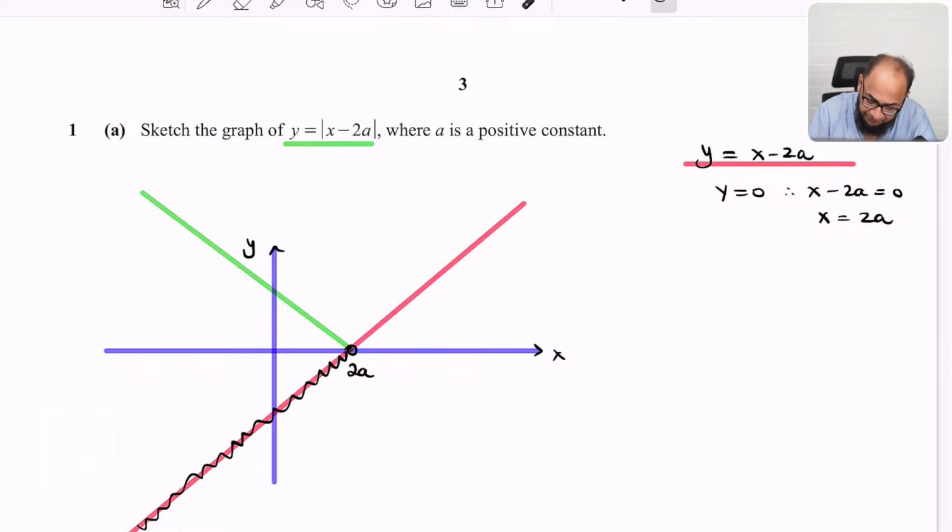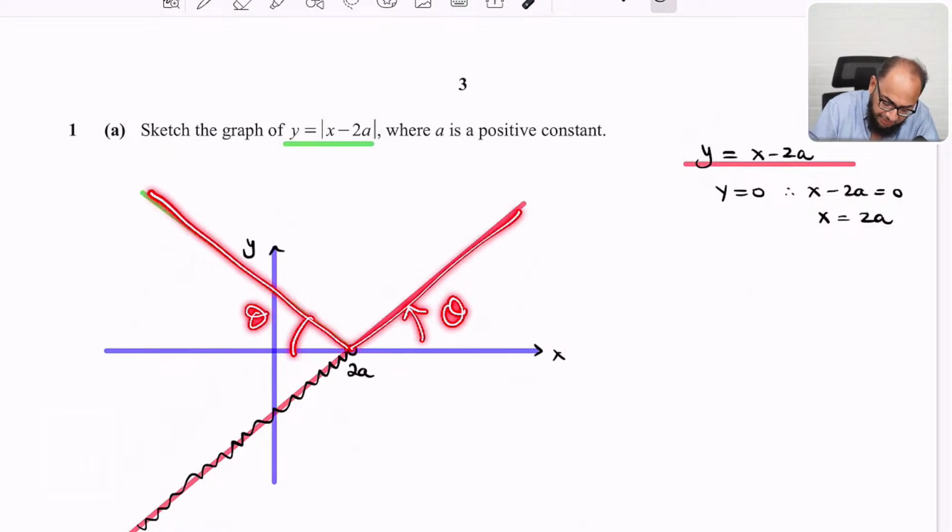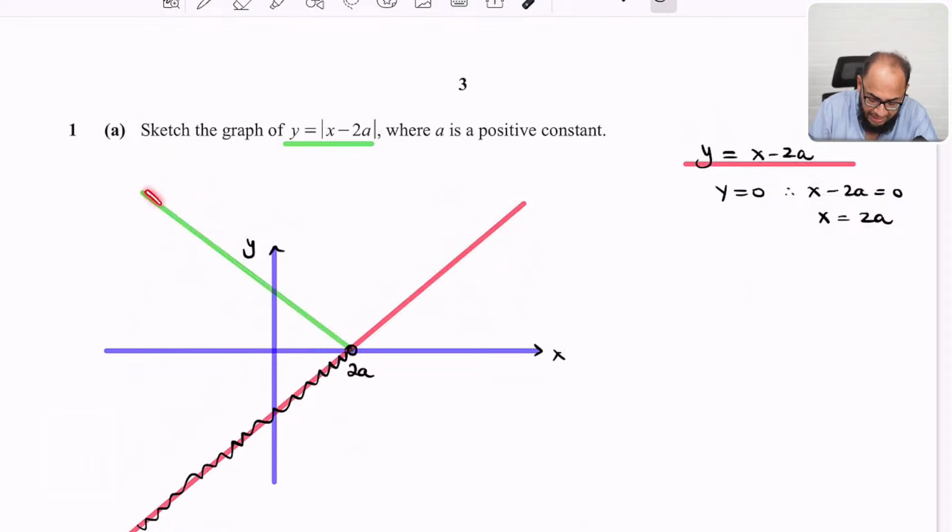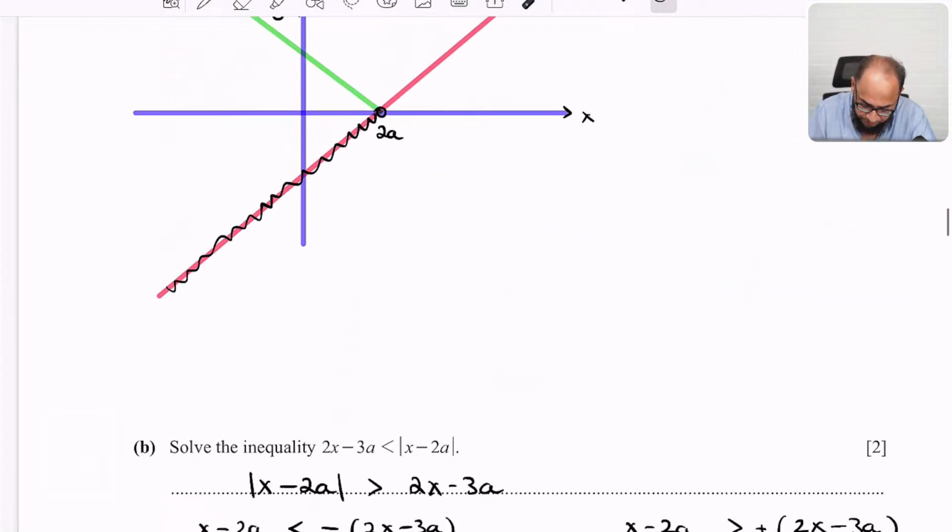And this is reflected in this x-axis. So make sure that this angle and this angle are approximately the same because it has the same inclination, except this has a positive slope, this has a negative slope. And this V-shaped graph is the graph of this modulus. That's all that is required.